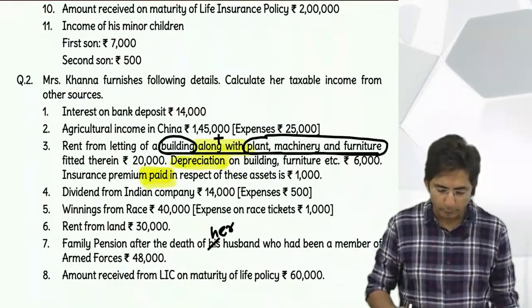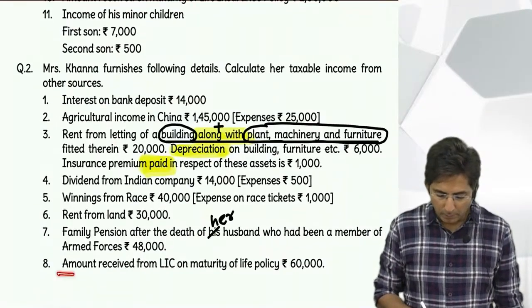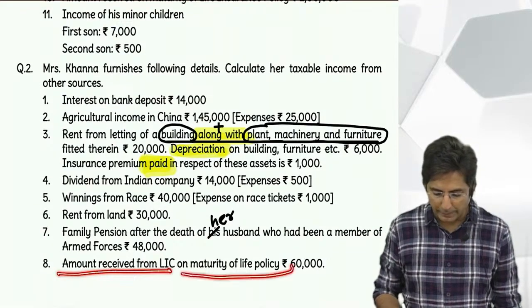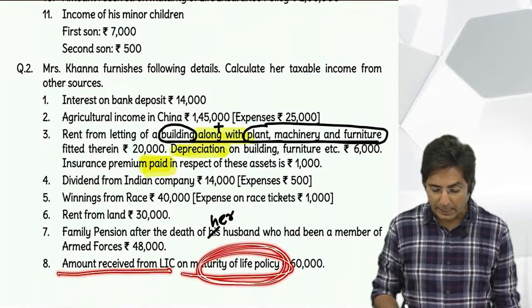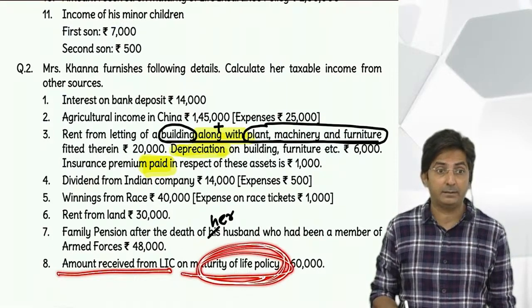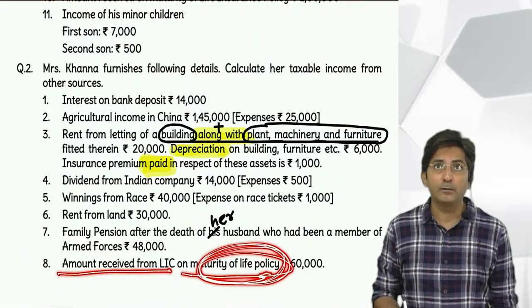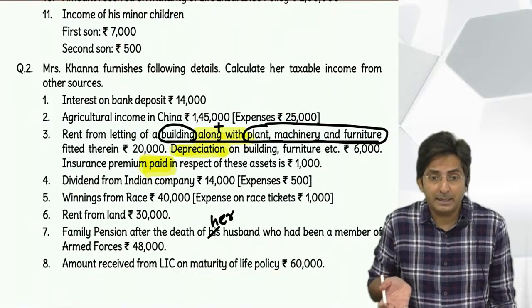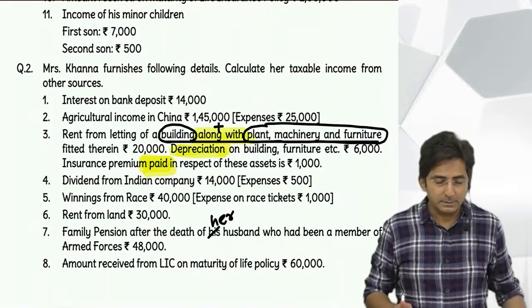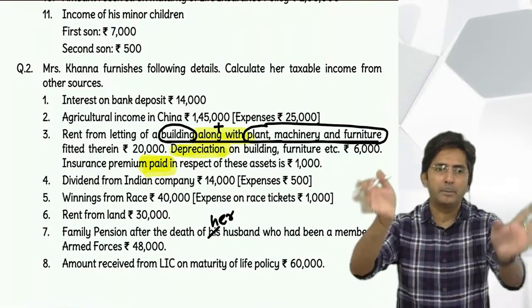Then next point, come on fast, next. Amount received from LIC on maturity of a life policy. Who takes life insurance? The one who is worried about death. And death will remind you of D. That will remind you of 10(10D). Exempt under 10(10D). See, sums are nothing, it is all about remembering.